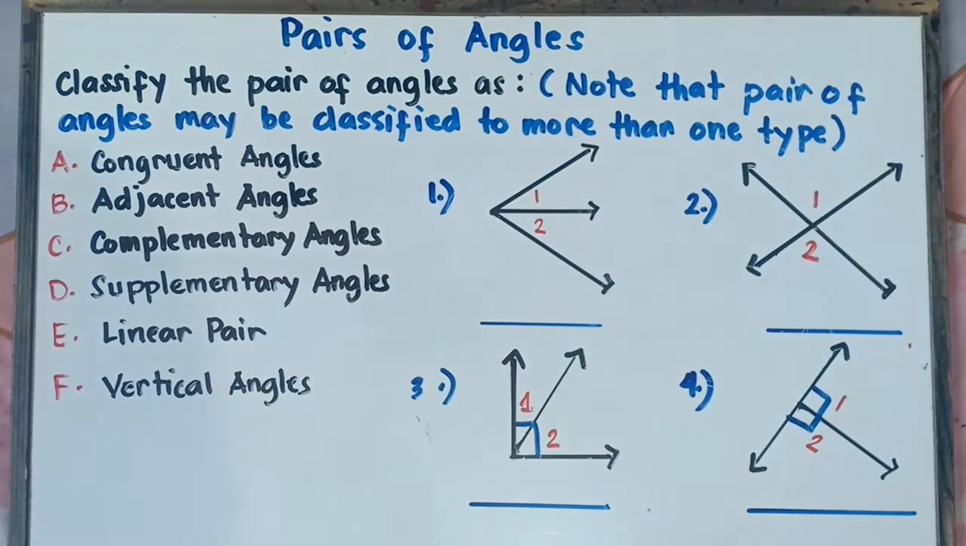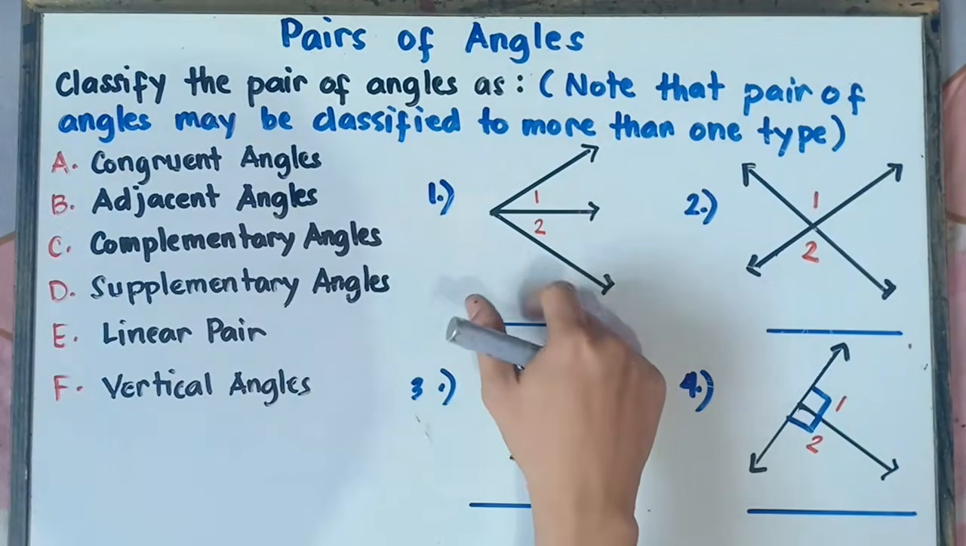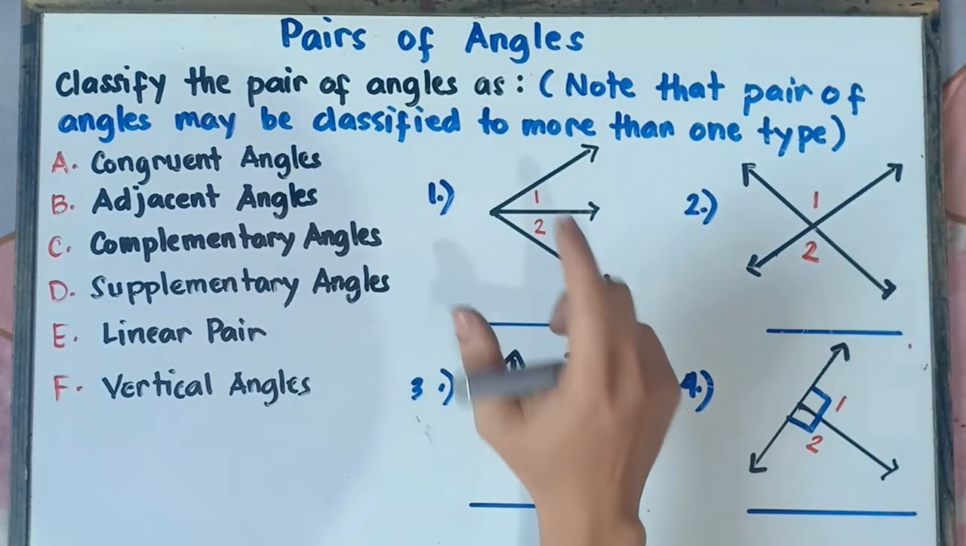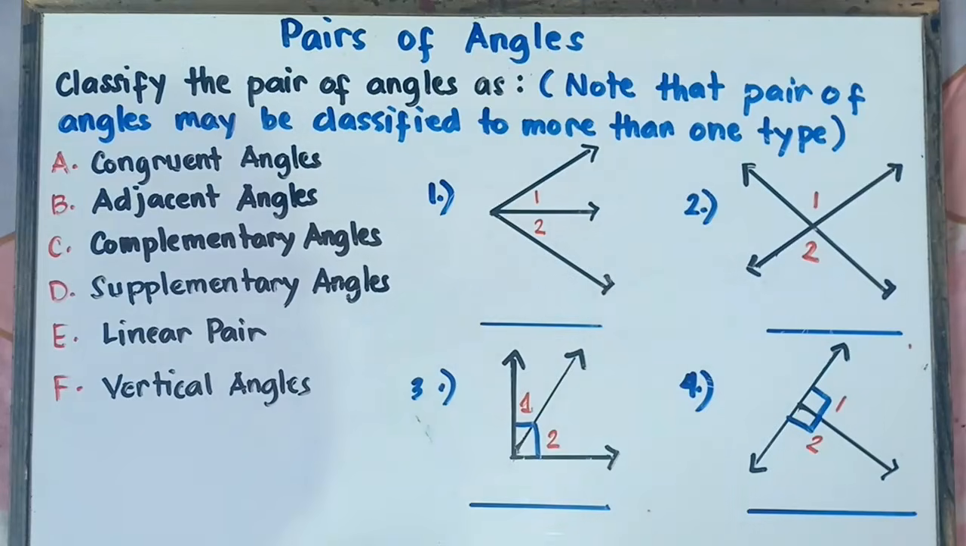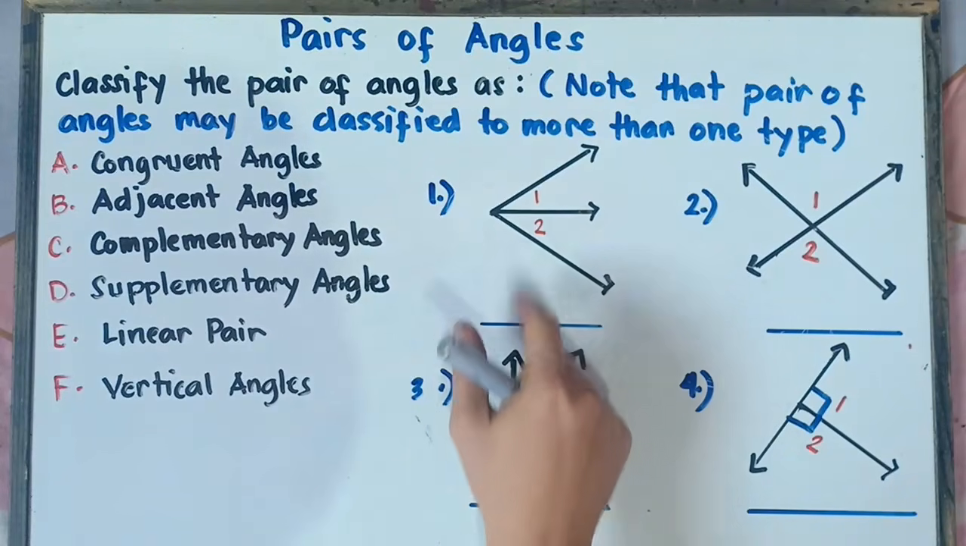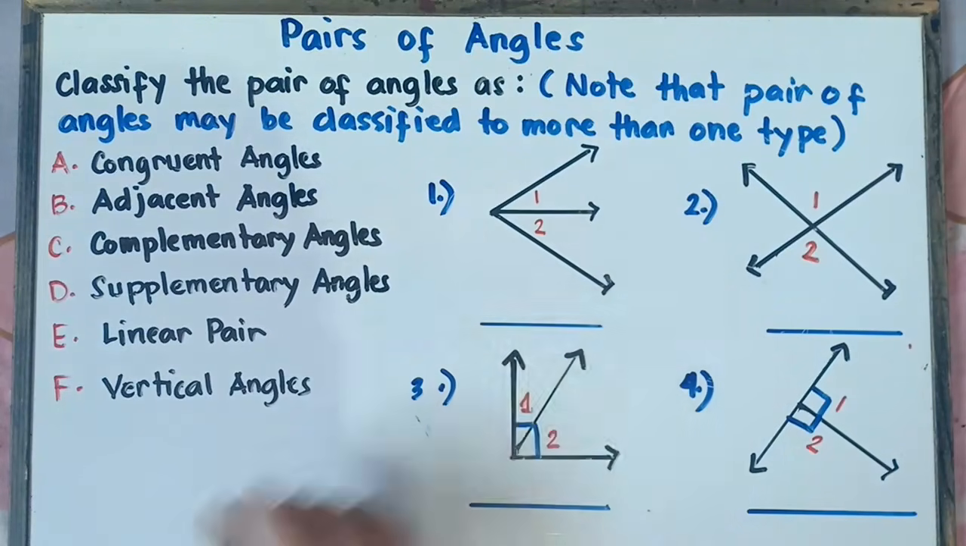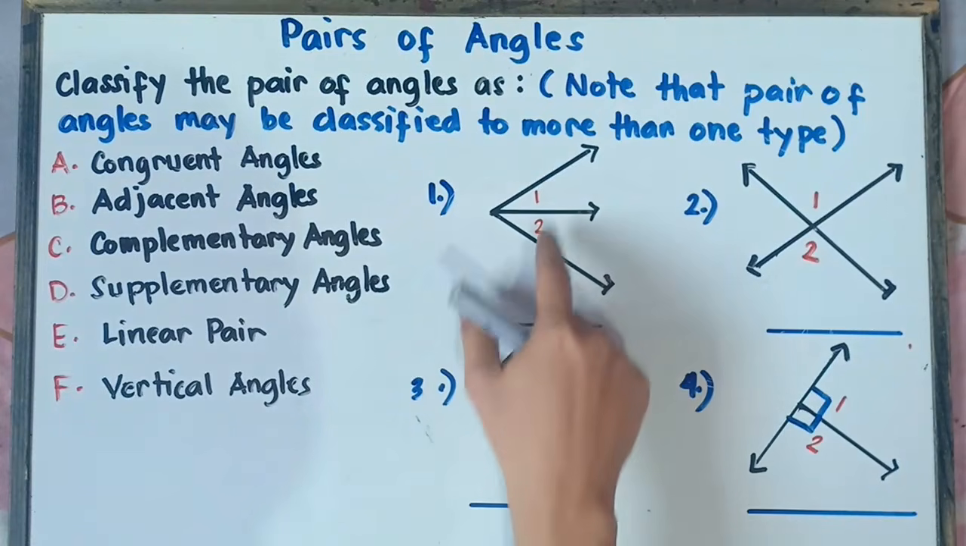Let's start with example number 1. Can we call this one congruent angles? Nope. We can never call this one congruent angles because you don't have the measure of angle 1 and angle 2. So you cannot assume any degree for angle 1 and angle 2. So therefore, this is not congruent angles.